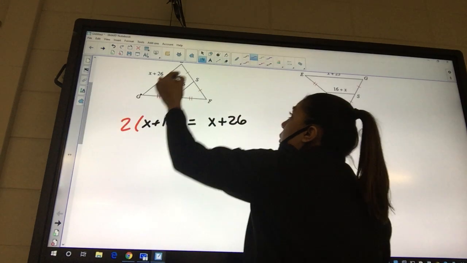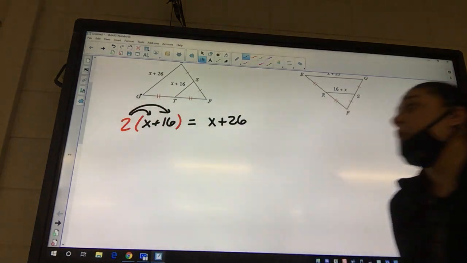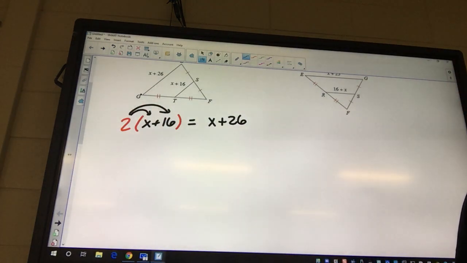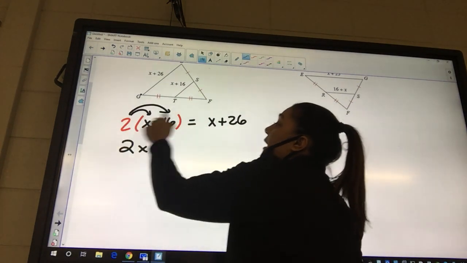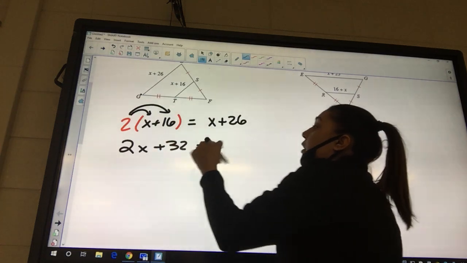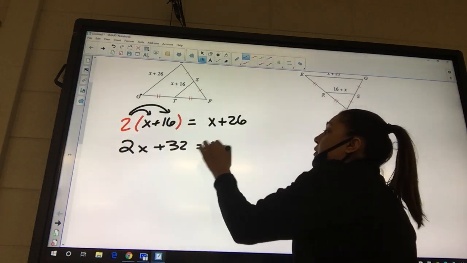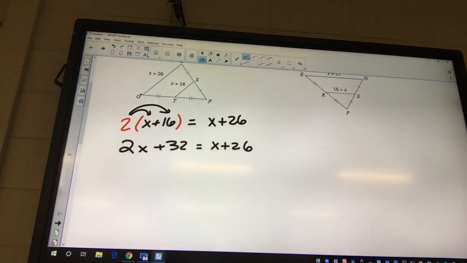Okay, well, now we got this algebra set up here, and we need to distribute this 2 because it's 2 times x plus 16. So what is 2 times x? 2x. 2 times 16 is going to be plus 32. And on the other side, we didn't change anything, so we're still going to have x plus 26.